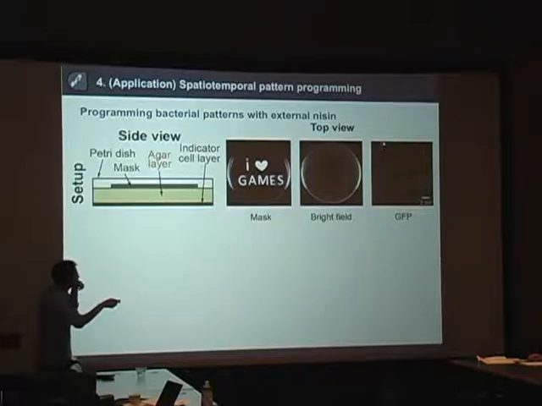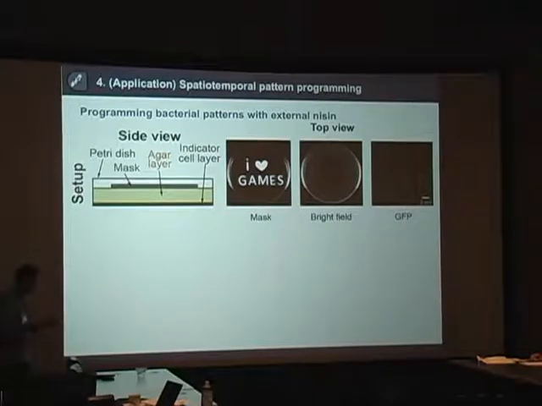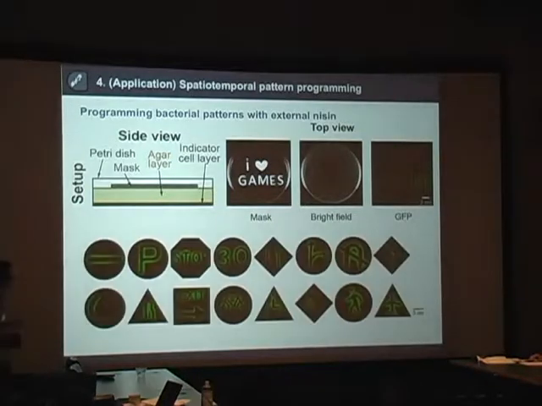Replying to Andrew's question, here is the edge. This is the edge of a petri dish. There's no real fluorescence, just the geometry makes a difference here. And we actually try different types of signals, like a traffic signal. Indeed, we can program different types of patterns out of that.